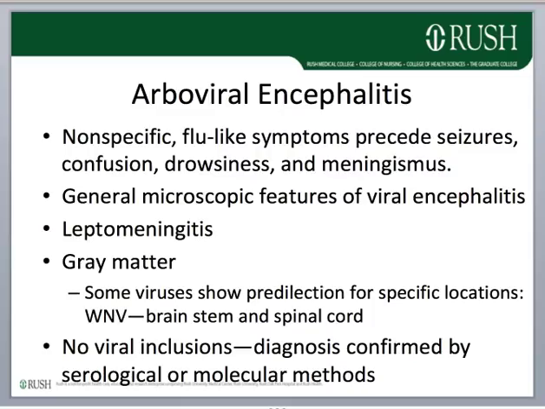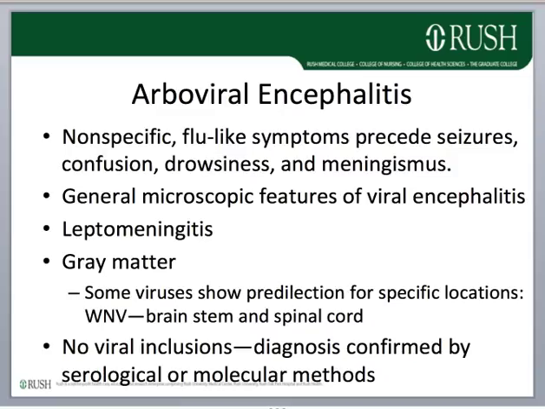Most patients with arbovirus encephalitis have a nonspecific flu-like syndrome lasting a few days. These symptoms are followed by seizures, confusion, drowsiness, and meningismus. The arboviruses produce findings typical of any viral encephalitis, including perivascular chronic inflammation, microglial nodules, and neuronophagia. There is also evidence of leptomeningitis in most cases.